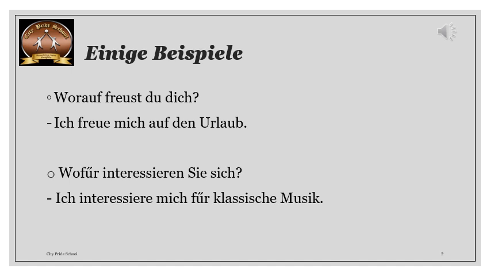Wofür interessieren Sie sich? Ich interessiere mich für klassische Musik. You can see here Urlaub and klassische Musik both are things, and sich freuen auf and sich interessieren für both are verbs with fixed preposition. So worauf and wofür are WH questions which are used here for verbs with fixed preposition questions. Now how have we formed these questions? How have we formed these WH questions worauf and wofür? Now we will see the same.